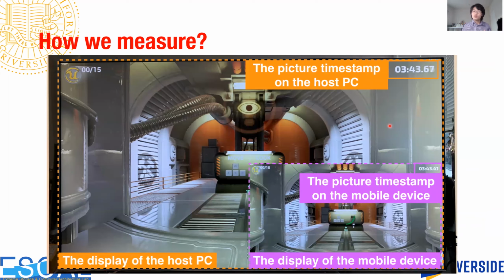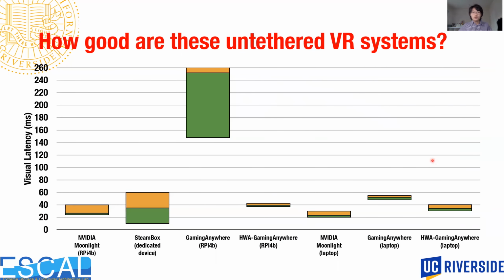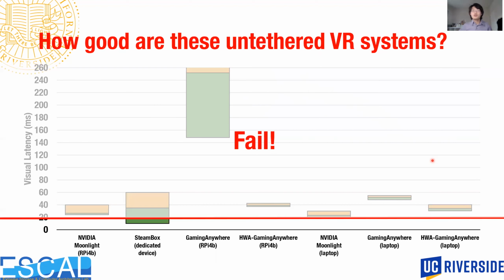And to measure the total latency between the host PC and the user device, we compare the timestamps shown on the display of these two machines. We use high-speed photography to view the difference in timestamps. While running a video game called Unreal Tournament, here's what we found. Untethered VR systems today that use the third configuration we discussed all fail at meeting the 20 millisecond threshold. And let's see why that is.